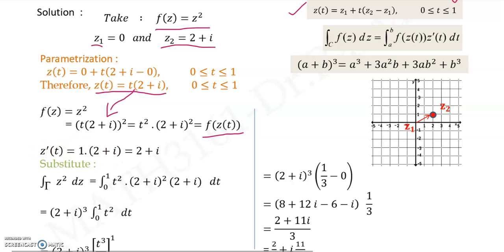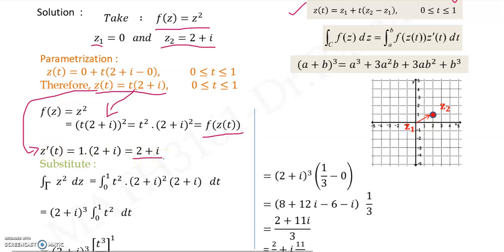After finding this, you have to be very alert about how to find z dash of t. Maybe some students by mistake will calculate it from this z dash. No, from z of t you find z dash of t, which means you differentiate z of t with respect to t. So z dash of t is equal to the derivative of t, which is 1, multiplied by 2 plus i, which is just a constant. So z dash of t is nothing but 2 plus i.